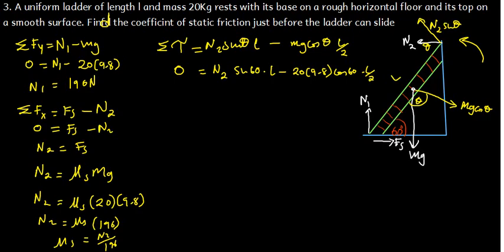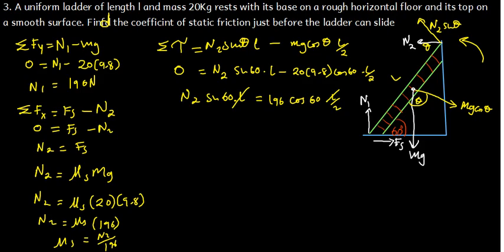I can take this term to the other side and it becomes positive, so that will be N2 sin 60 L is equal to 20 times 9.8, that is 196, and then cos 60, we have got L over 2. The L can cancel out with the L there, and I can just work out what sin 60 is.